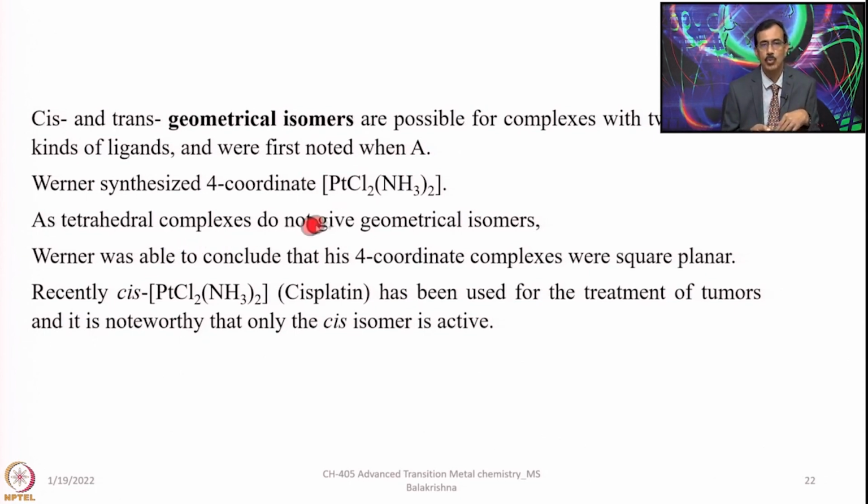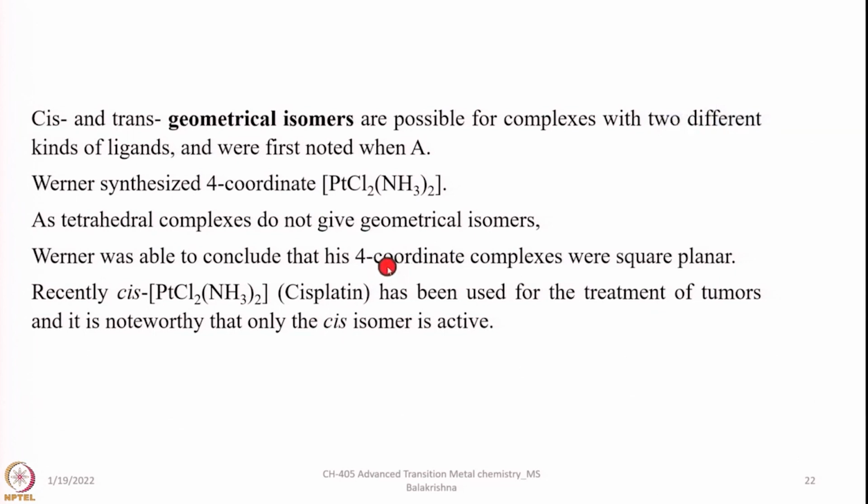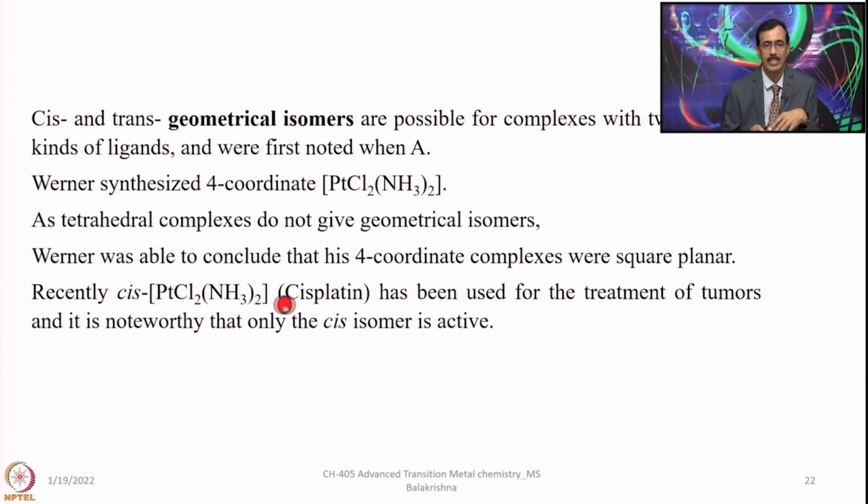But tetrahedral complexes do not give geometrical isomers. Werner was able to conclude that his 4 coordinate complexes were square planar. So, he did a series of experiments and also used conductivity measurements and stoichiometry to arrive at square planar geometry for certain complexes, and those very famous complexes are cis and transplatin. And of course, you are all familiar with the application of cisplatin. Cisplatin has been used for the treatment of tumors, and it is again noteworthy that only the cis isomer is active but not the trans isomer.